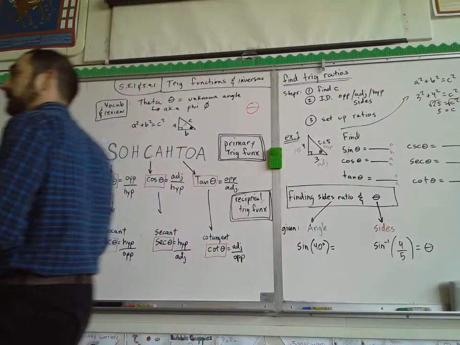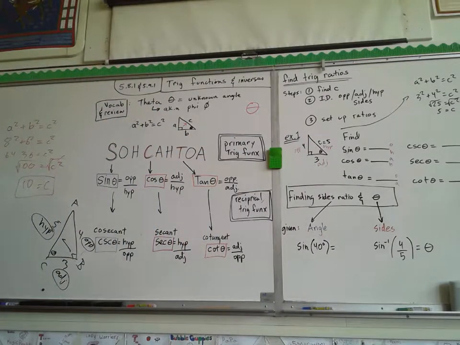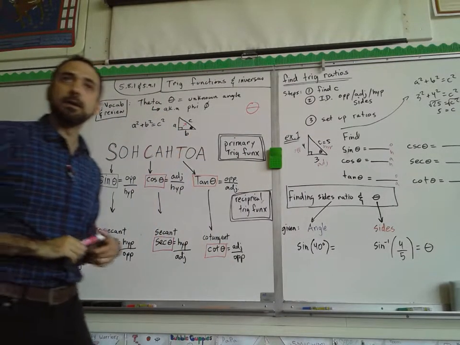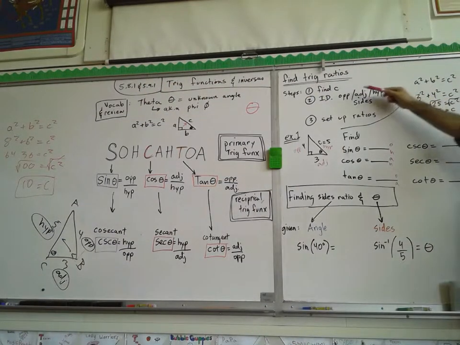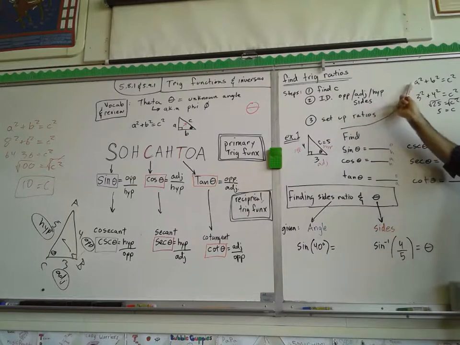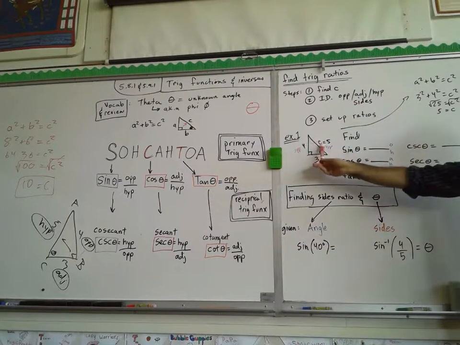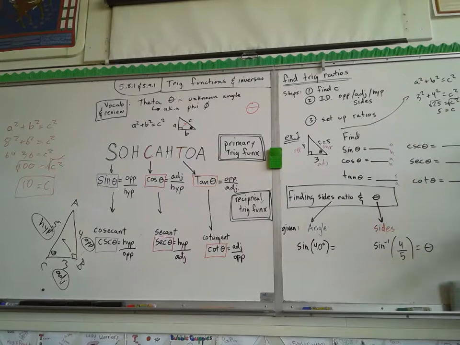So what number values go in there? It's okay if you make this a process. These steps right here work every time. Find C, we did that with Pythagorean. Identify hypotenuse, opposite, adjacent. Now we just set up our ratios.